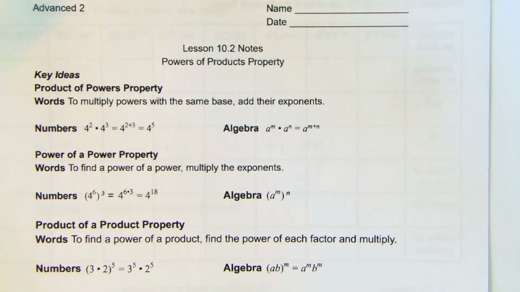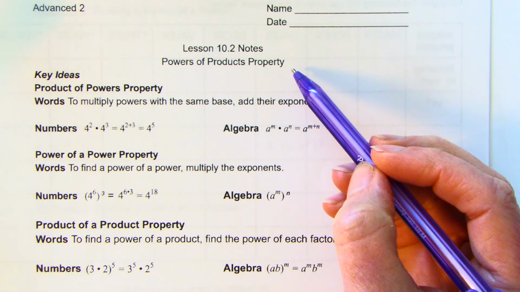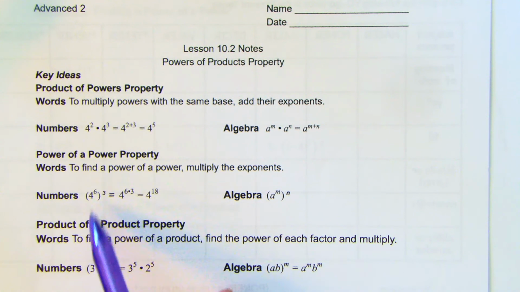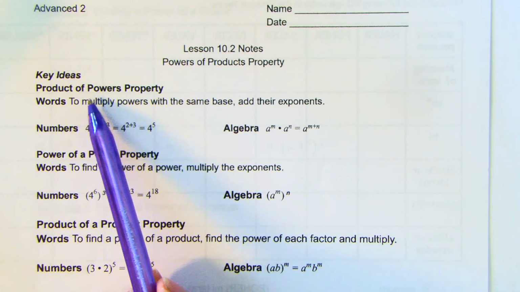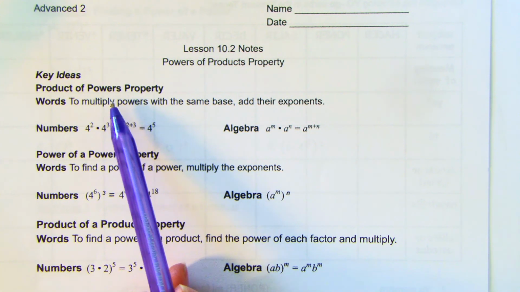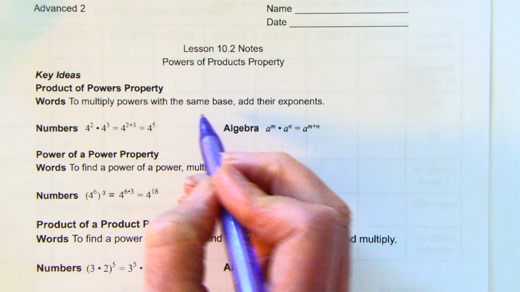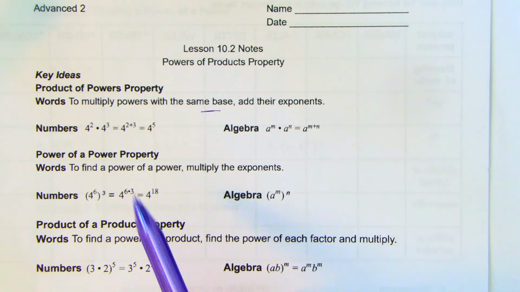Lesson 10.2 notes on the powers of products property. We'll start with our key ideas. There are 3 different properties that we'll be looking at today. The product of powers property, meaning that you're going to multiply powers together. If you're going to multiply powers with the same base, then you can add their exponents.